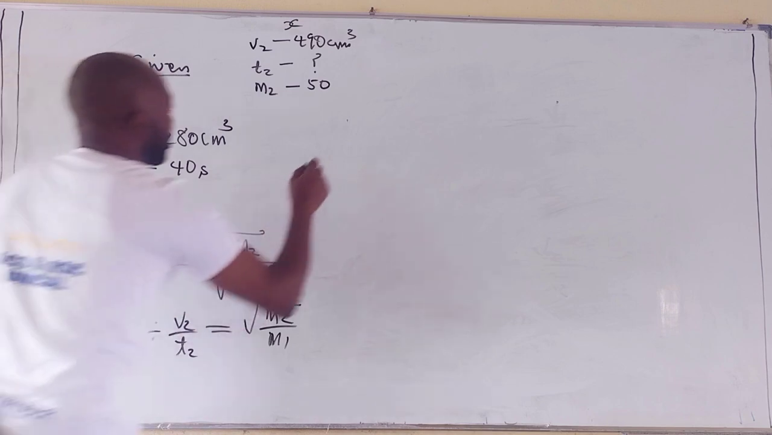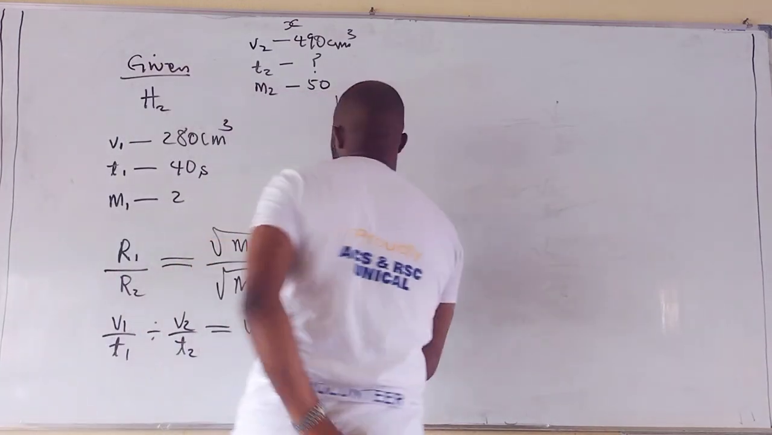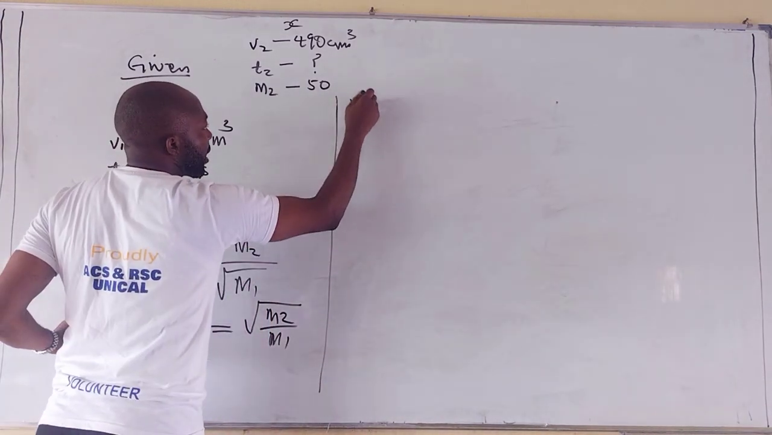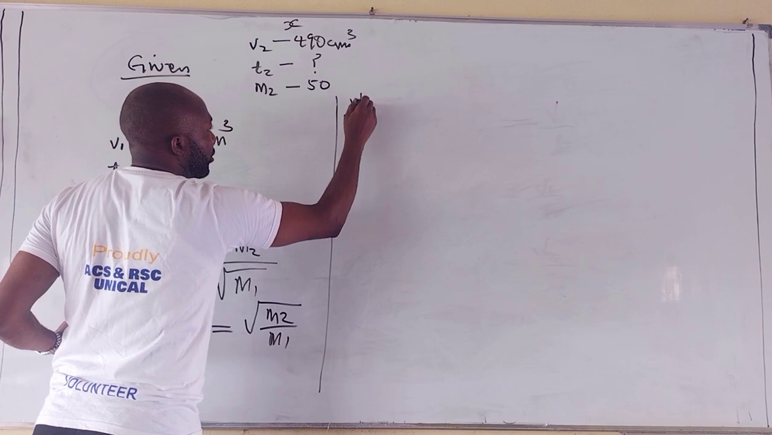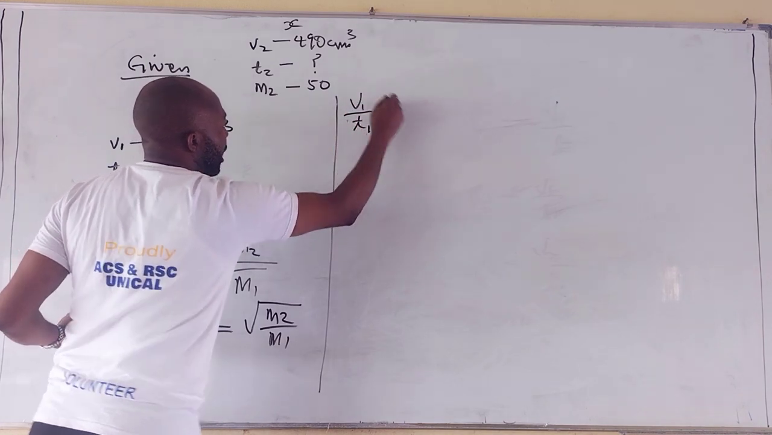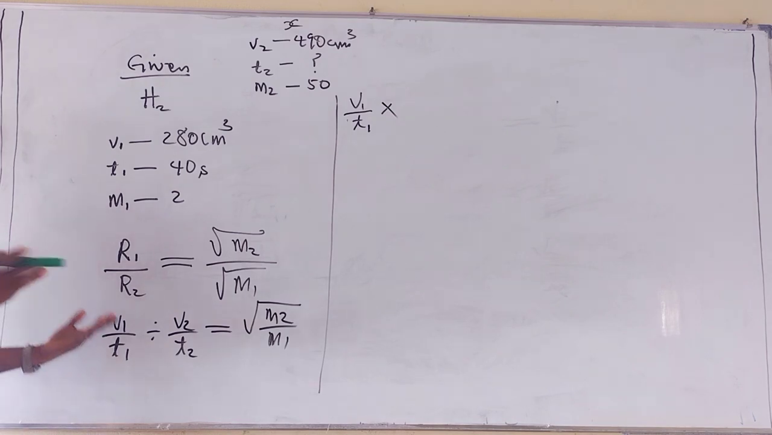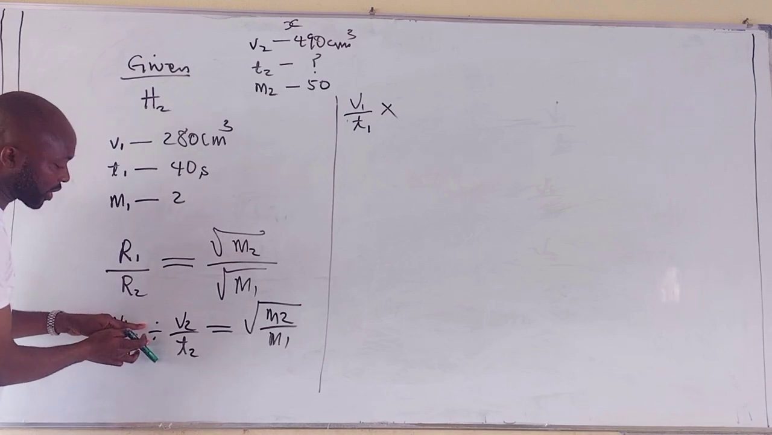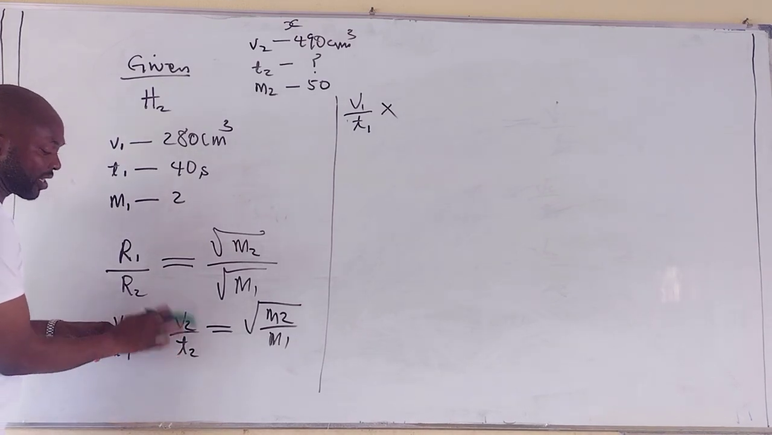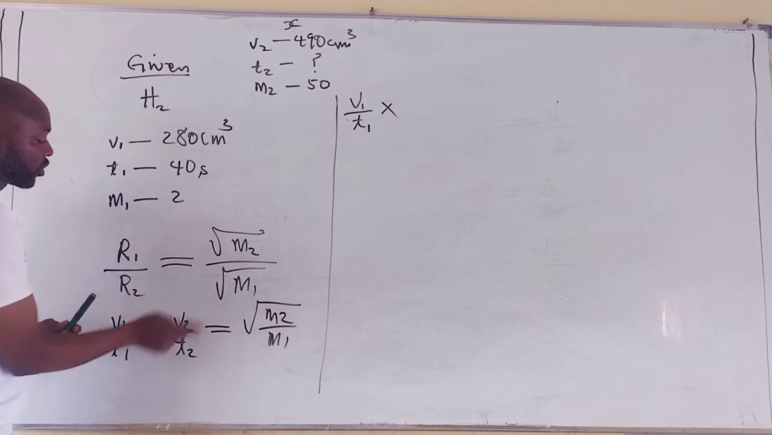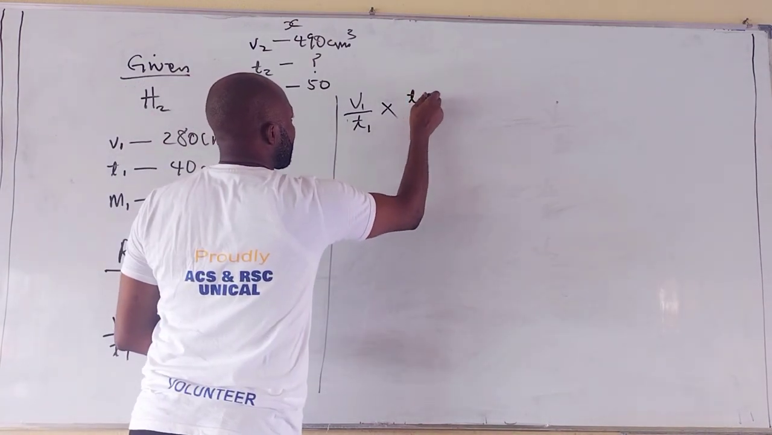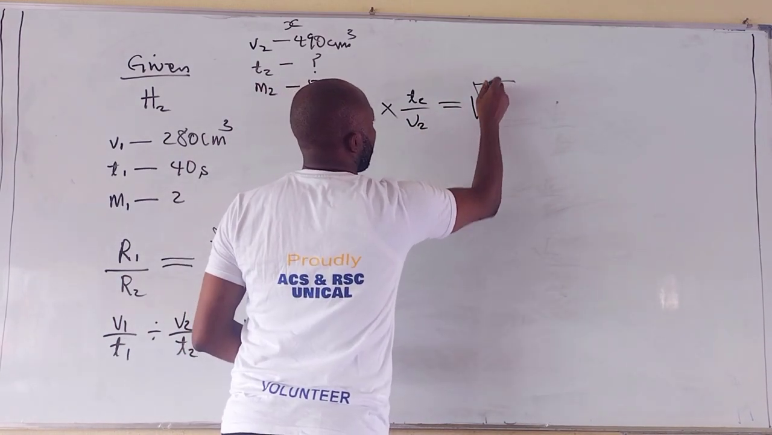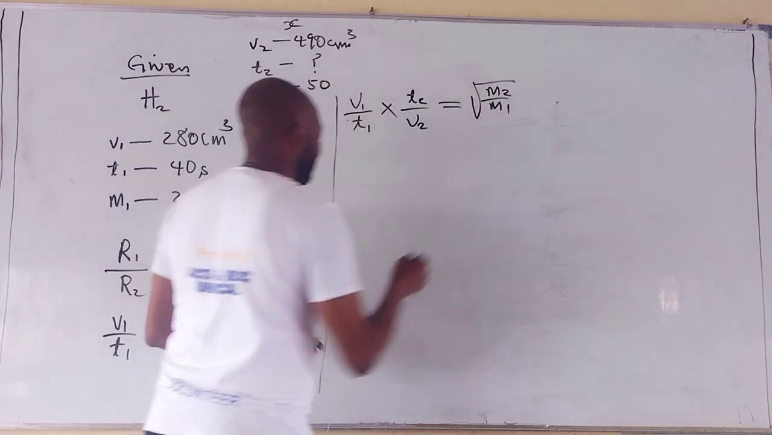Now, if I cross over here, okay, let me take this out. V1 over T1 times, the laws of fraction say that when you change this to a multiplication sign, the position of these variables will change. This will go up and this will come down. So now I have T2 over V2. All of this is equals to the root of M2 over M1.